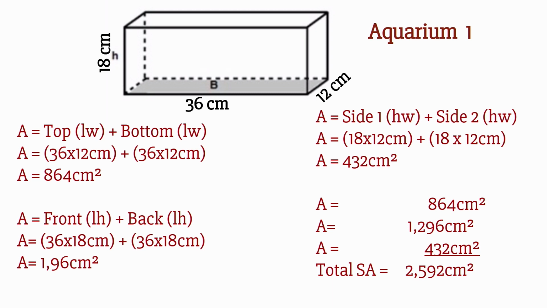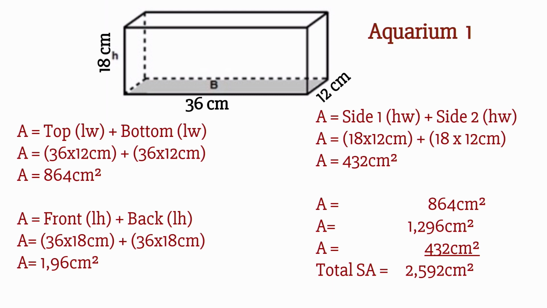We need to find the area of the top and bottom. So it's length times the width of the top and bottom. That's 36 centimeters times 12. Can you see that? 36 times 12. We have a top and a bottom, so we have 36 times 12 plus 36 times 12, which gives us a total for the top and the bottom of 164 centimeters squared. Now we've got our top and bottom.